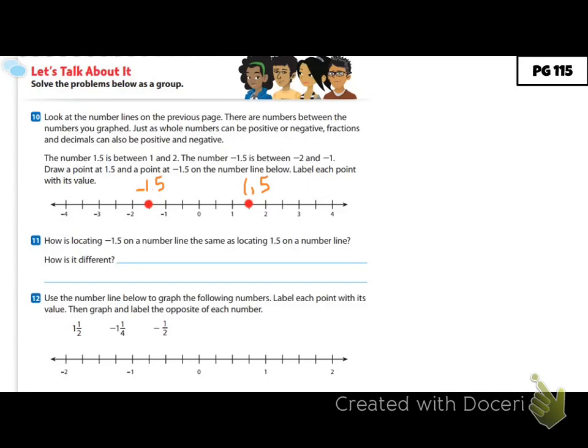So how is locating -1½ on a number line the same as locating 1½ on a number line? How is it different? Well, it's going to be just like our integers. So it is the same distance from 0, but in the opposite direction.